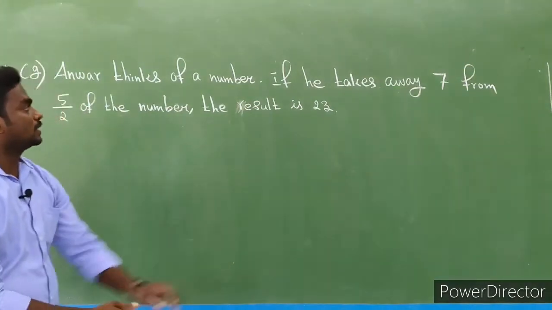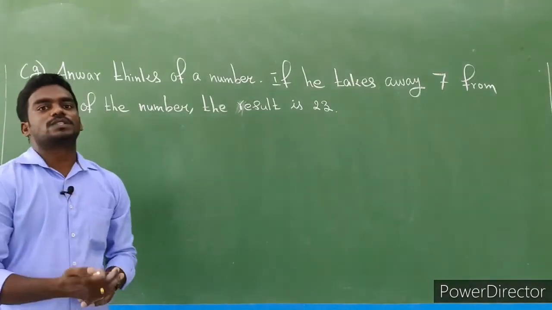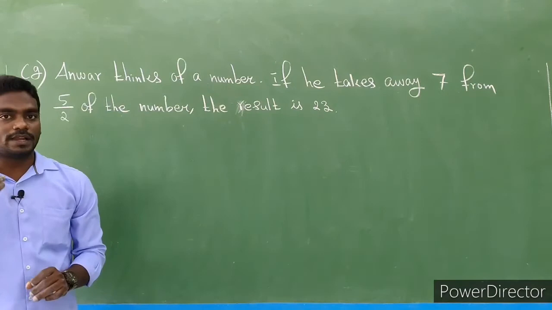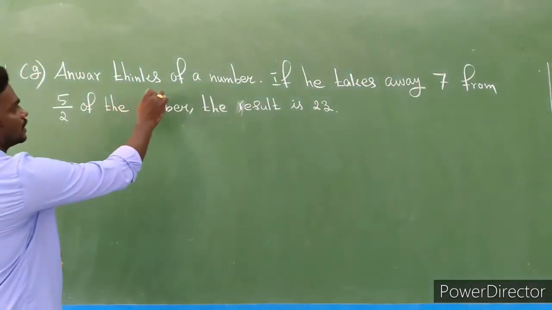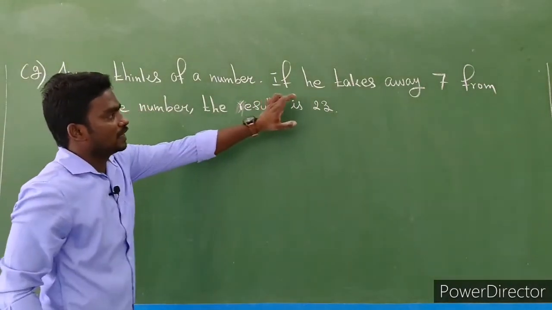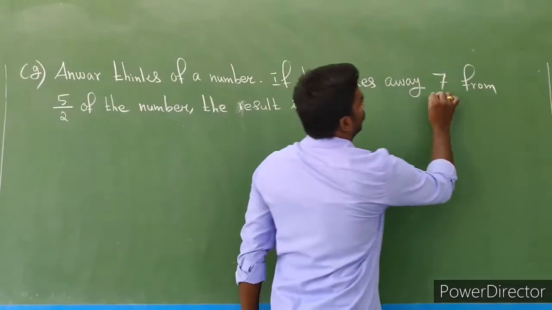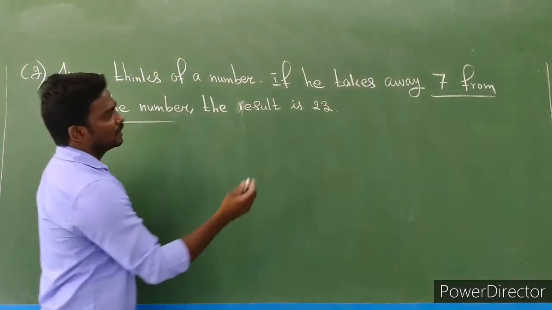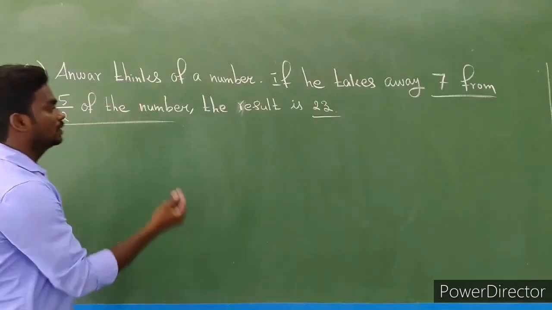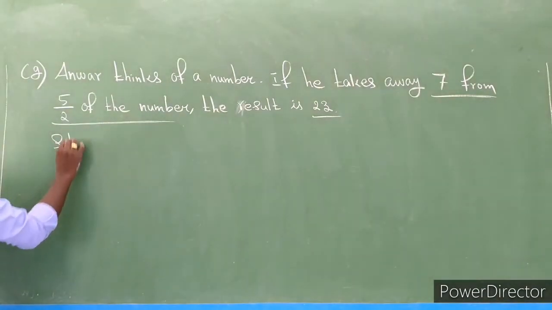Next, the G question. The E and F questions are your homework sums. Next, G question: Anwar thinks of a number. If he takes 7 from 5 by 2 of the number, the result is 23. Right? How to solve this?